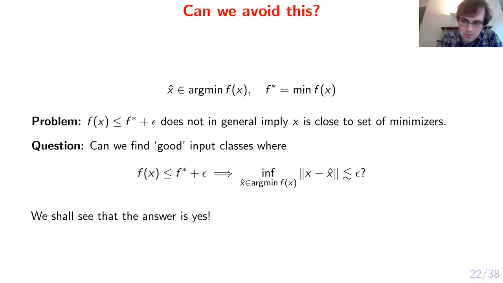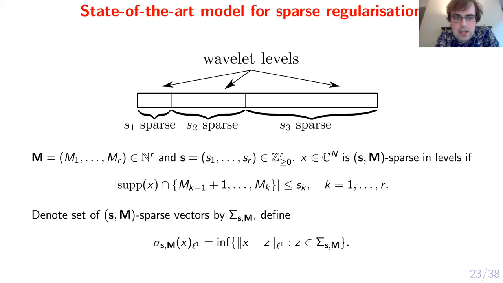And of course, as I'm sure everyone in the audience is aware, the answer is yes, you can provide examples of this. And we're going to see some examples occurring in image analysis, and then how you can use this property to train neural networks. Okay, so the example I'm going to look at is motivated from compressed sensing. So the model class of vectors that I'm looking at are those whose wavelet coefficients are sparse in levels. Okay, so I have a vector here of the coefficients, and I chop it into different sections.